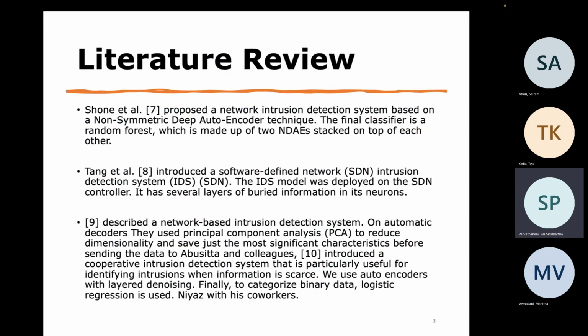They used principal component analysis, PCA, to reduce the dimensionality and save just the most significant characteristics before sending the data to Abusitta and colleagues. Abusitta and colleagues introduced a cooperative intrusion detection system that is particularly useful for identifying intrusions when the information is scarce. They used autoencoders with layered denoising. Finally, to categorize the binary data, logistic regression is used by Niaz and his coworkers.